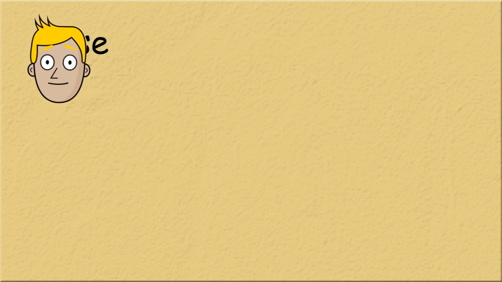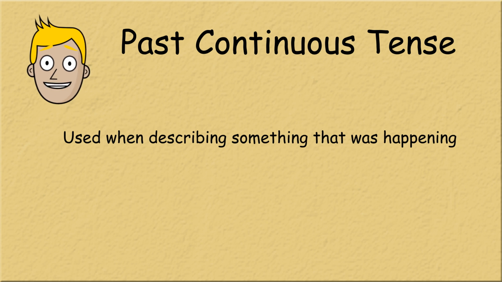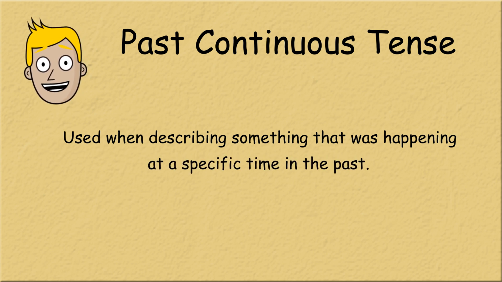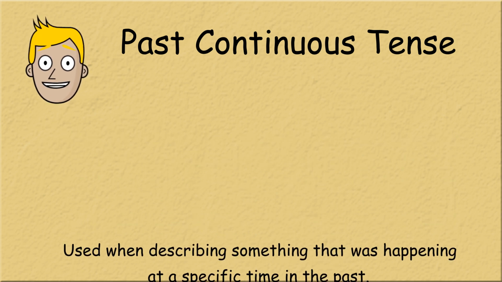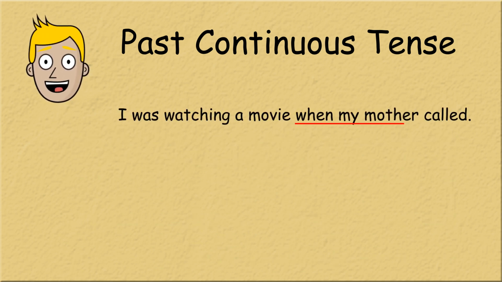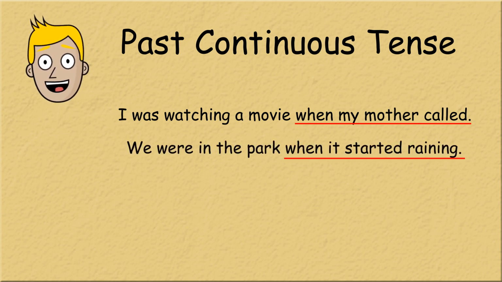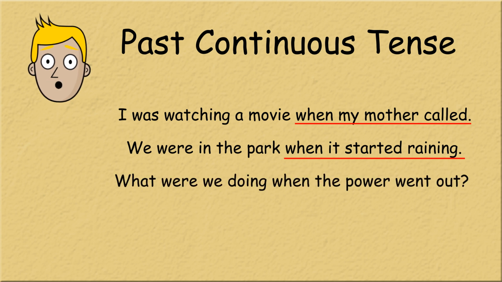Our next type is the past continuous tense. We use this type of past tense when we are trying to say that something was busy happening at a specific time in the past. Examples of this include, I was watching a movie when my mother called. We were in the park when it started raining. What were we doing when the power went out?